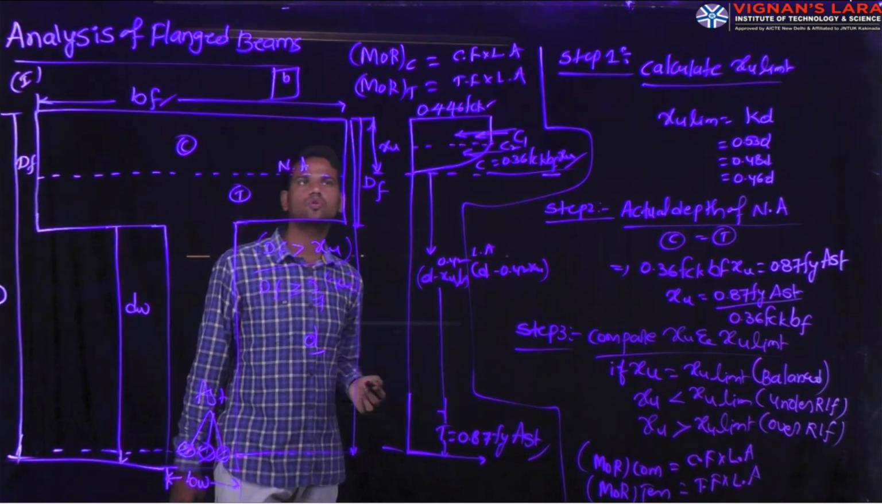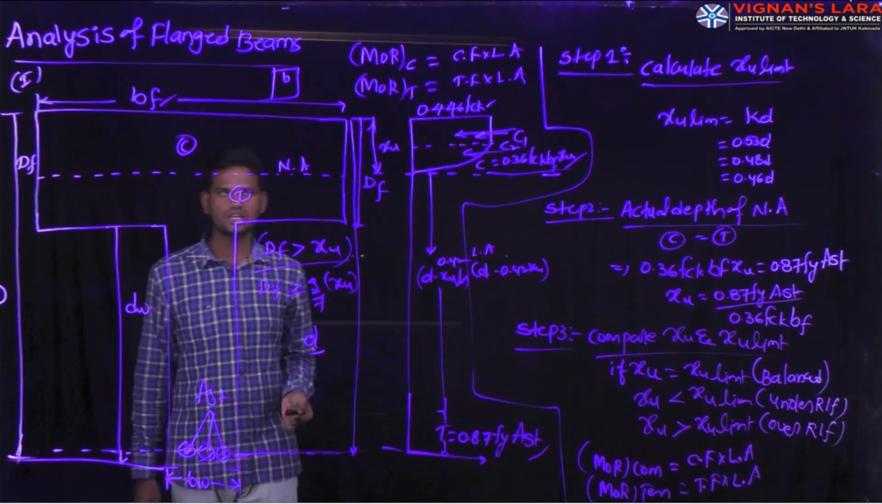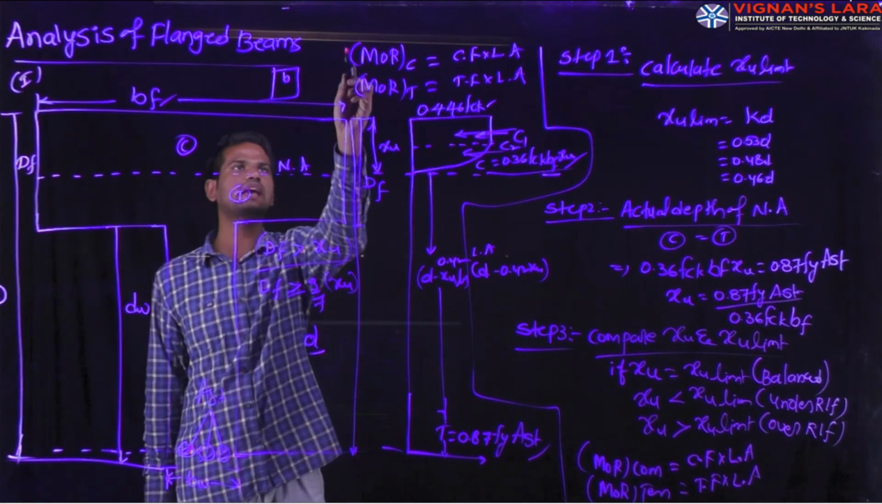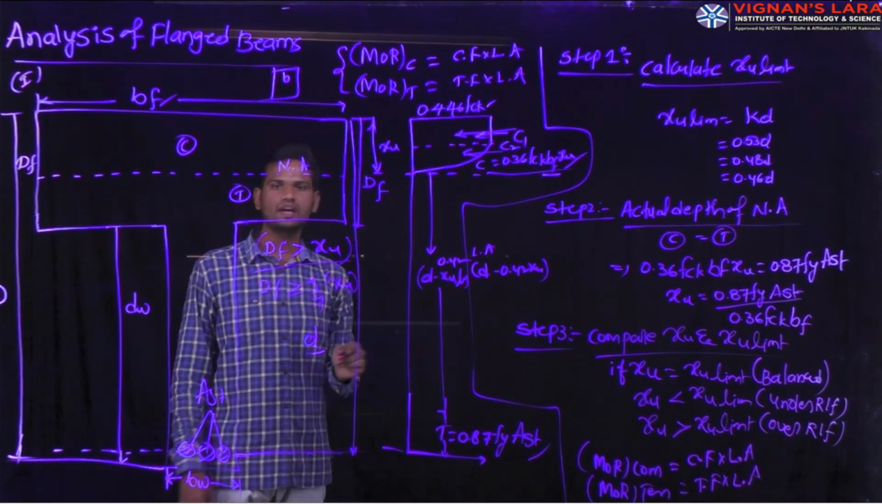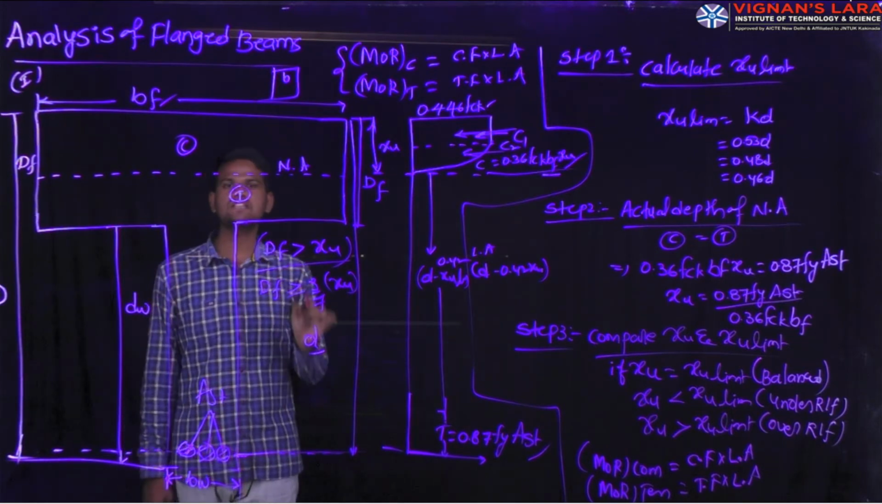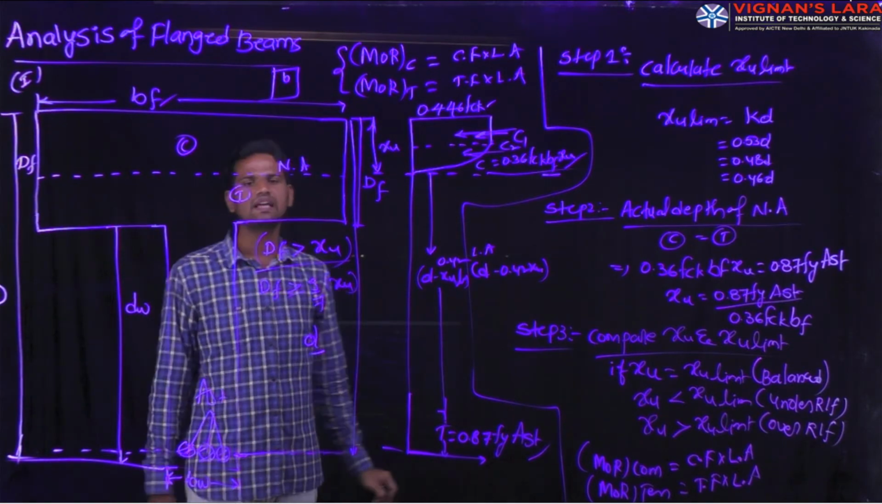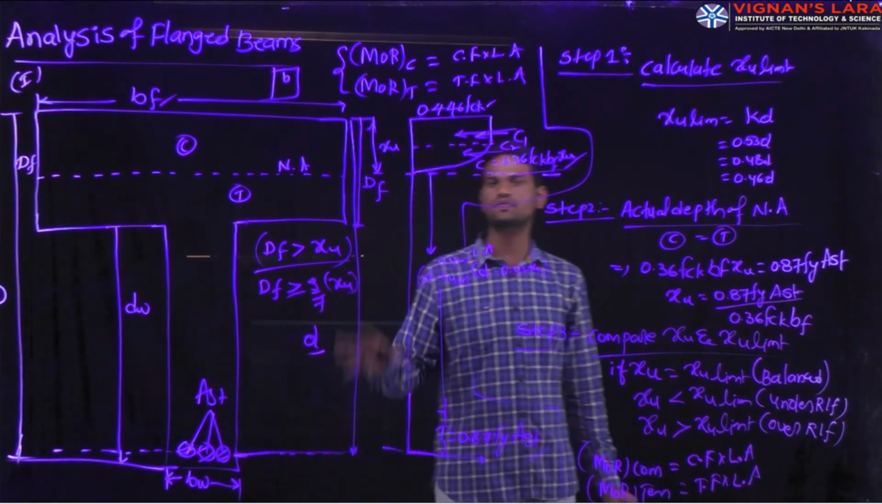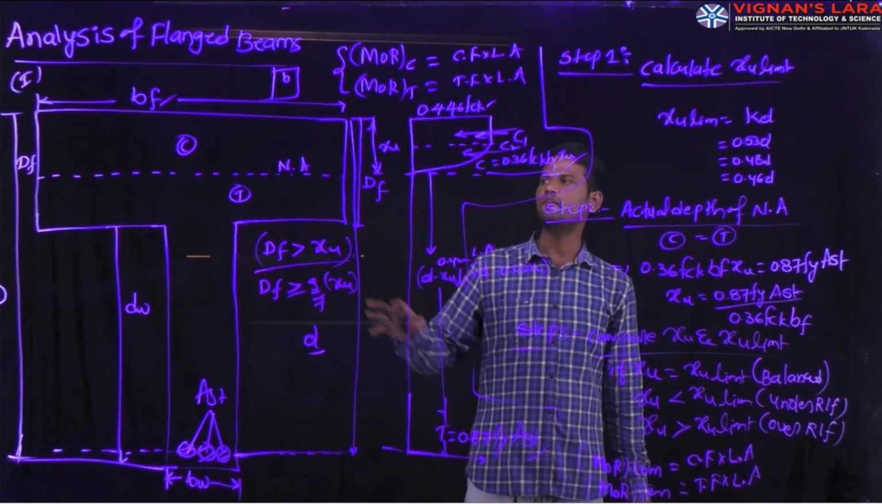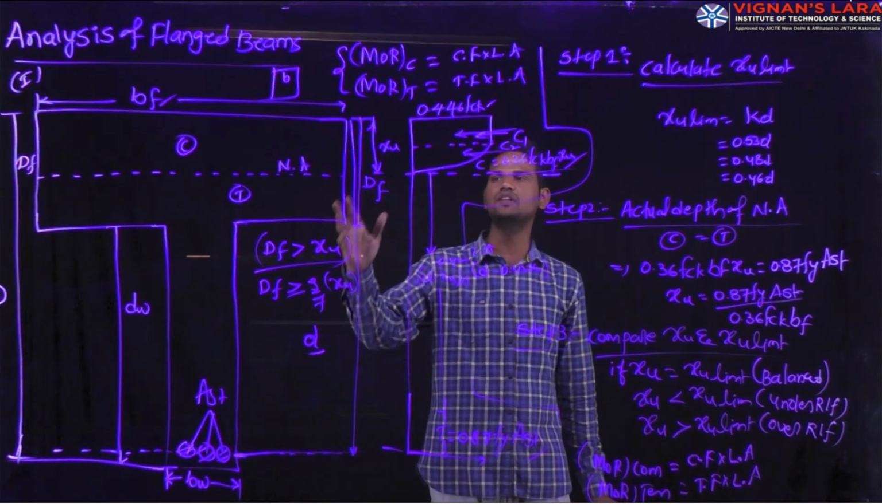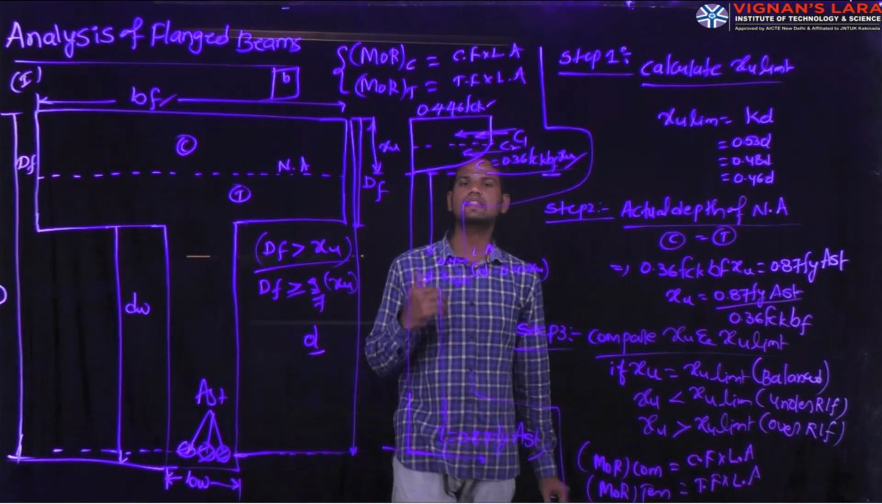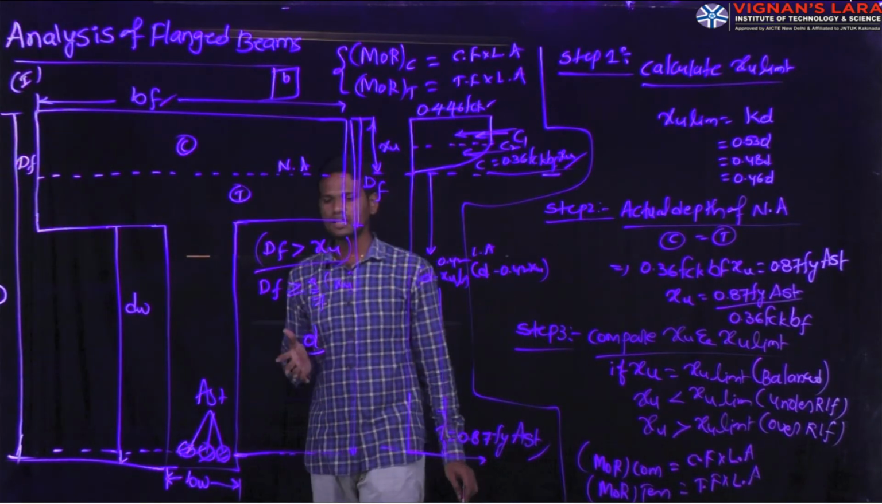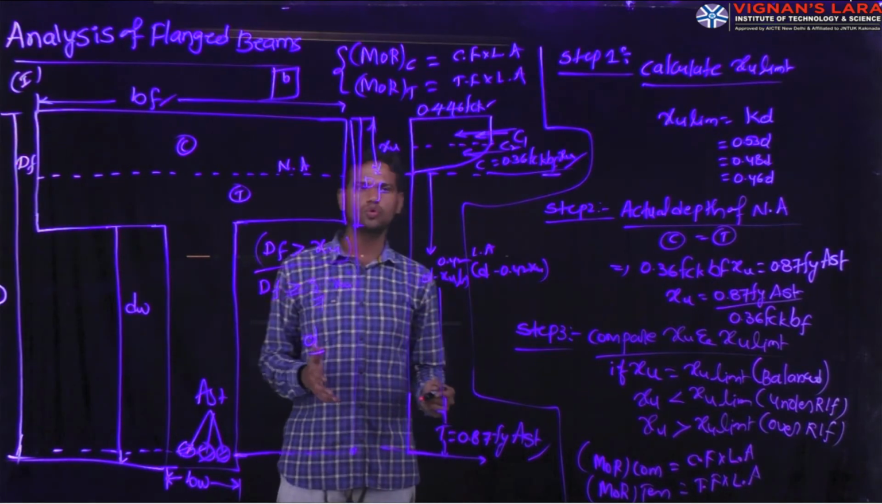We know the total compressive force, we know the total tensile force. Based on that, we will calculate the moment of resistance for the compression as well as the moment of resistance for the tension. This is the design and analysis procedure for the flanged beam when the depth of the neutral axis is within the flange. Next, we have two more conditions.